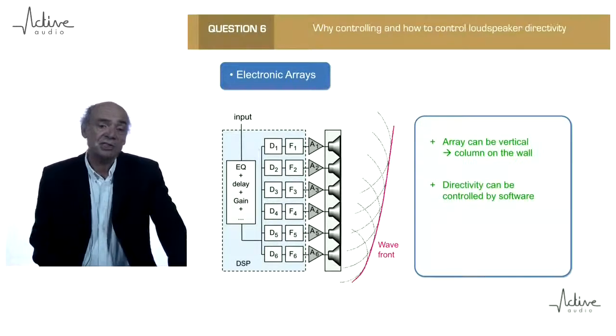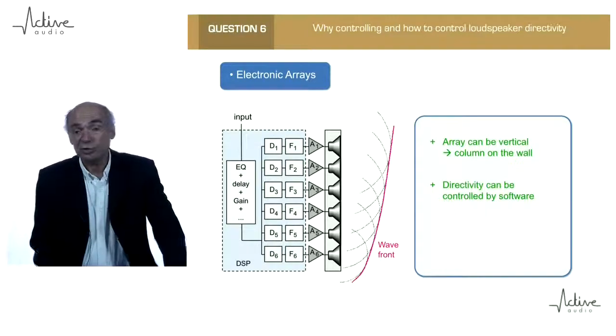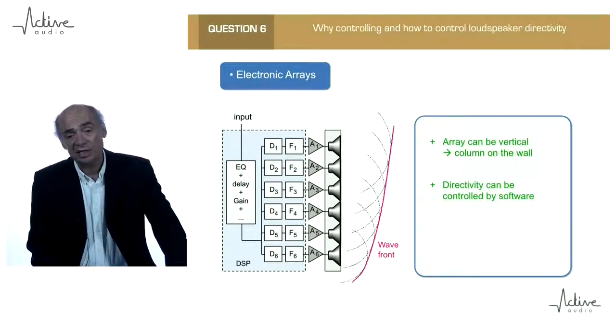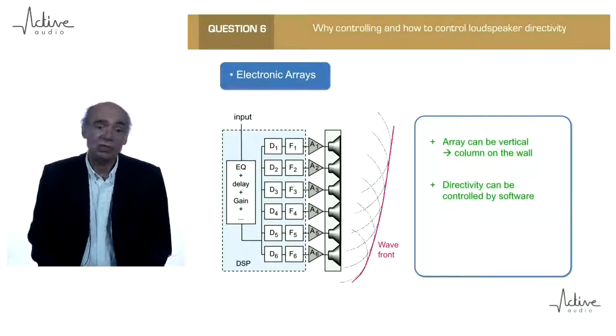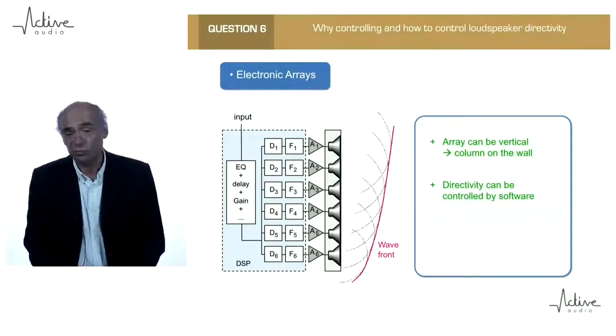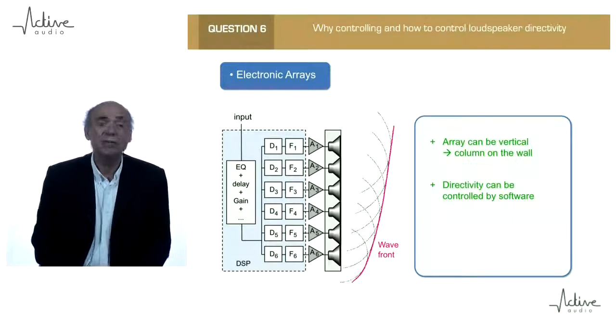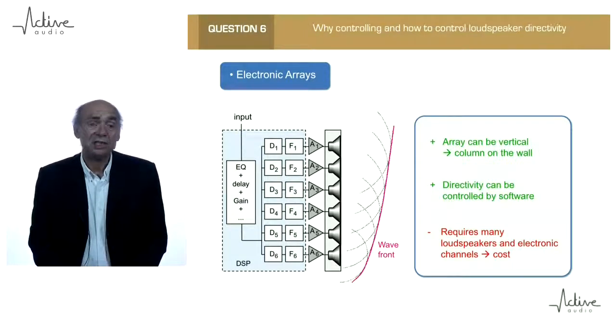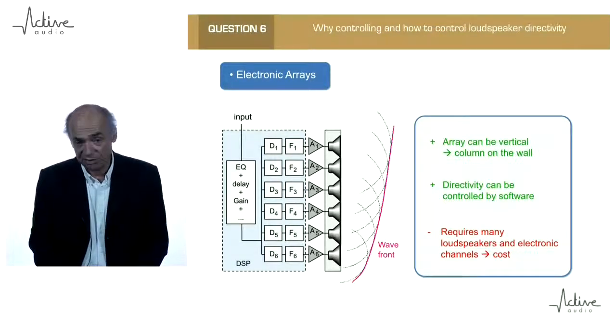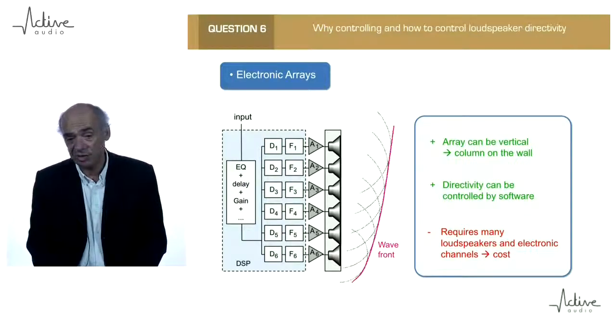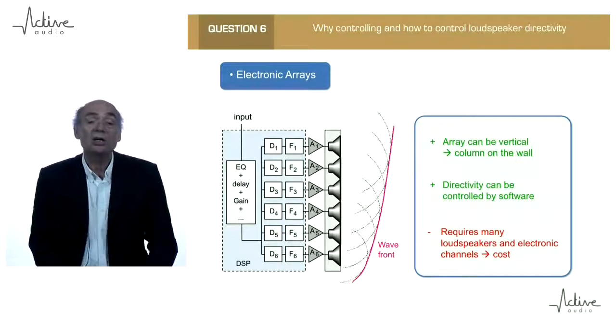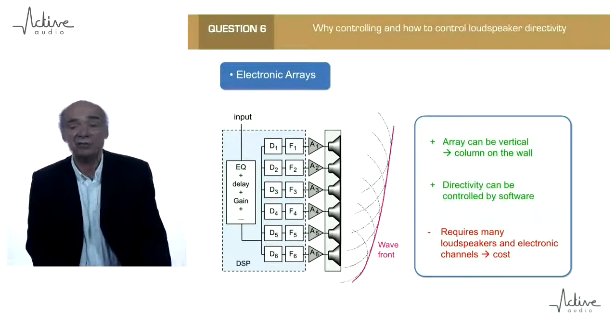Another advantage is that the directivity can be controlled by software parameters, so very simply, as opposed to the geometric arrays, which need to be taken down in order to modify the directivity. The disadvantage is that it requires many channels in order to control the directivity, and therefore more cost for processing and amplifiers.